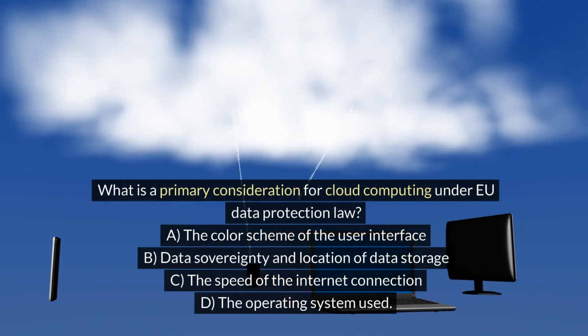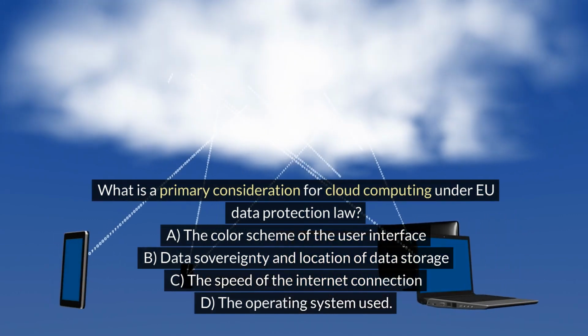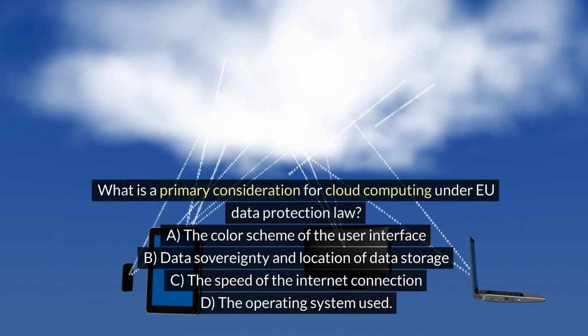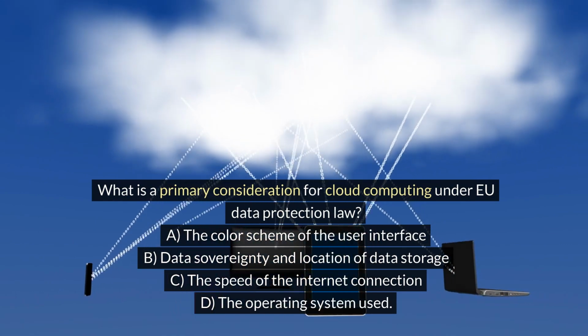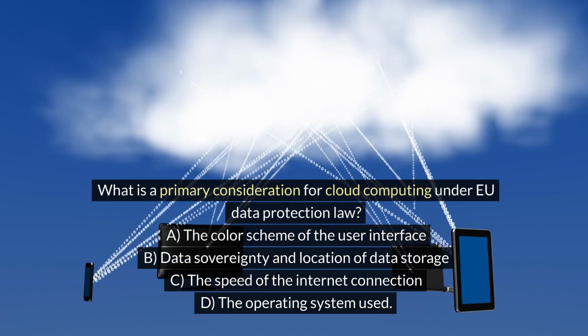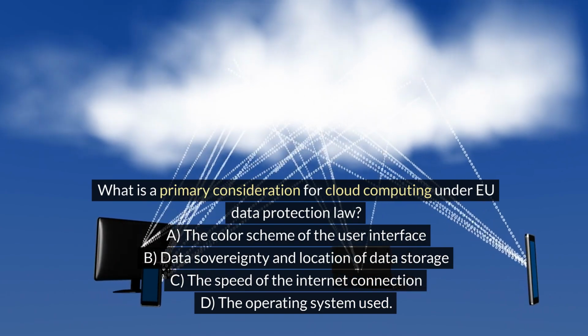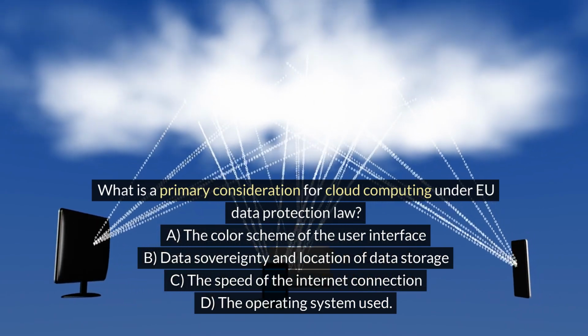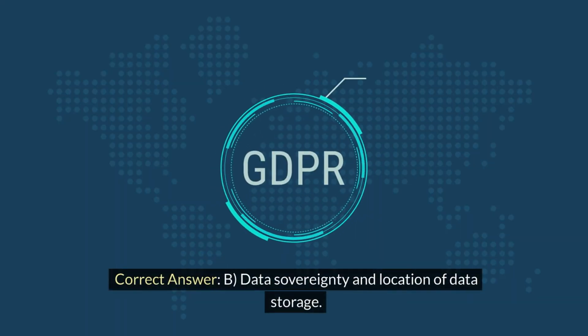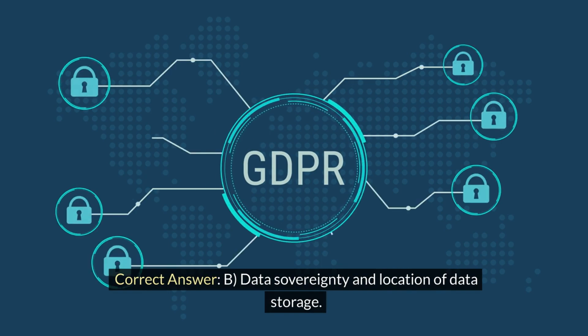What is a primary consideration for cloud computing under EU data protection law? A. The color scheme of the user interface. B. Data sovereignty and location of data storage. C. The speed of the internet connection. D. The operating system used. Correct answer: B. Data sovereignty and location of data storage.